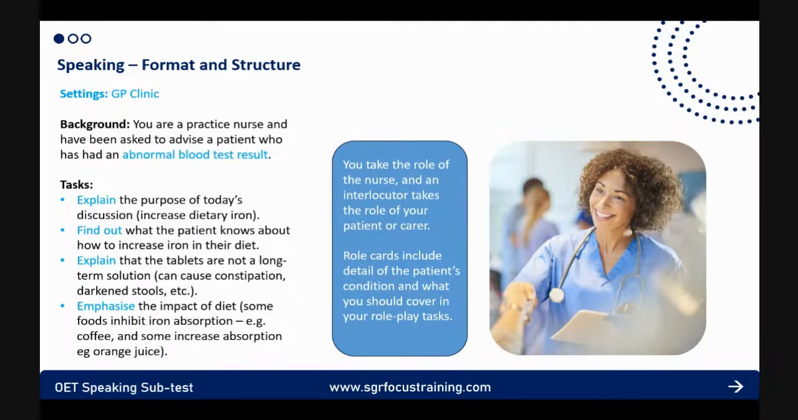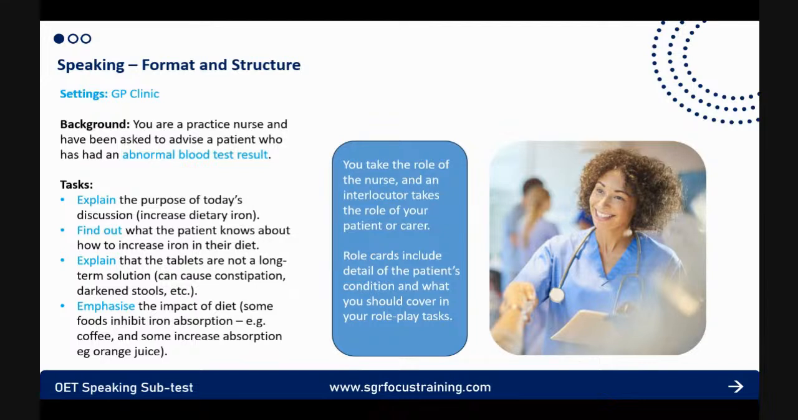So always remember that their medical condition might not be the direct reason why they are visiting you. The most important thing for you to find out is the reason for the visit. So for this example, it is to get the test result from the blood test that was recently taken. Based on that, OET has provided you with several different tasks. That is the task of explaining, and then the task of finding out, which means to ask a question. Then your next task is all about explaining again. And the last one is emphasizing.